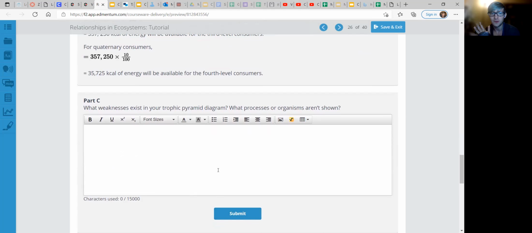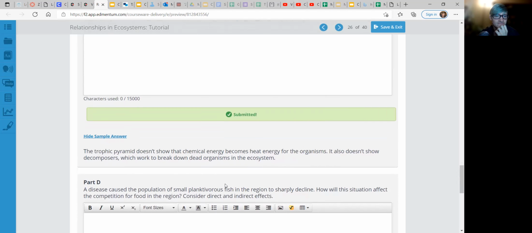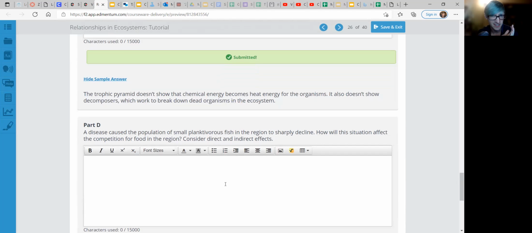What weaknesses exist in your trophic pyramid diagram, and what processes or organisms are not shown? So now we're thinking about, okay, so this is a decent model, but what is it not able to tell us? What are some of the weaknesses? Well, one, it doesn't show that the chemical energy becomes heat energy for the organisms. It also doesn't show decomposers. And these decomposers work to break down dead organisms in the ecosystem. They play another vital role in the circle of life. So those are some of the biggest weaknesses here for the food web.